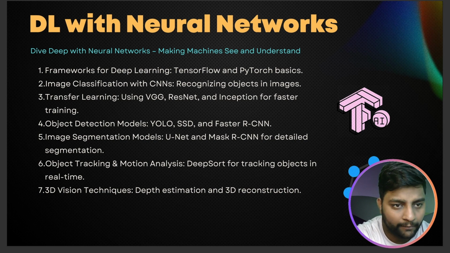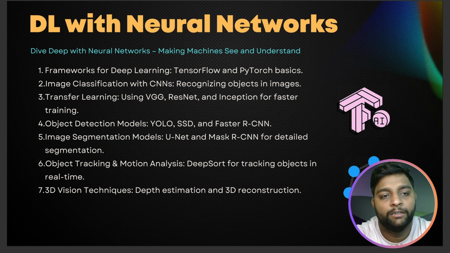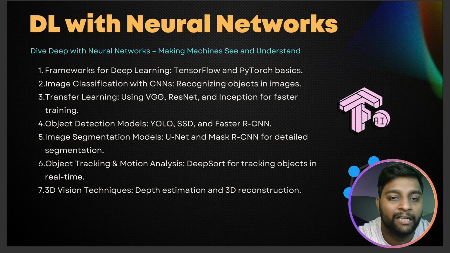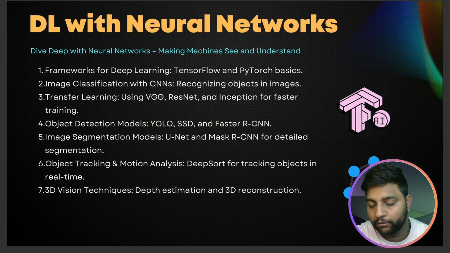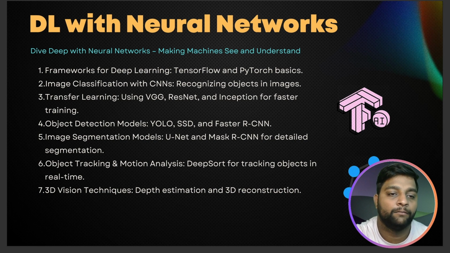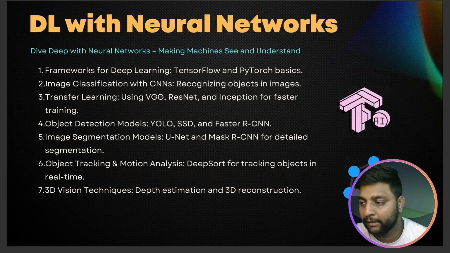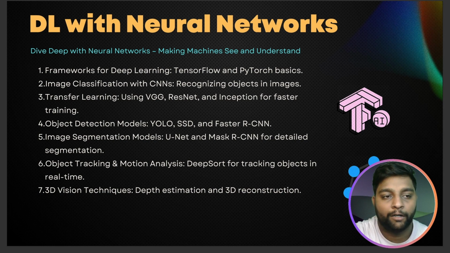Image classification with CNN, like recognizing objects in an image. For that we use CNN, and transfer learning using VGGNet, ResNet and Inception V3 models. These are some of the models which we use for image classification, segmentation and transfer learning, learning from those images. Object detection models, you have YOLO, SSD and Fast RCNN, which is very important. Again, they play a critical role in detecting the objects and working with them.